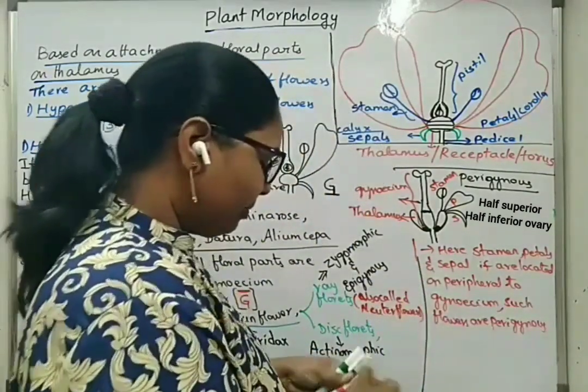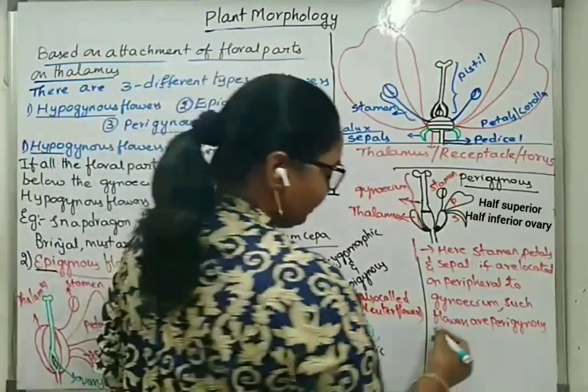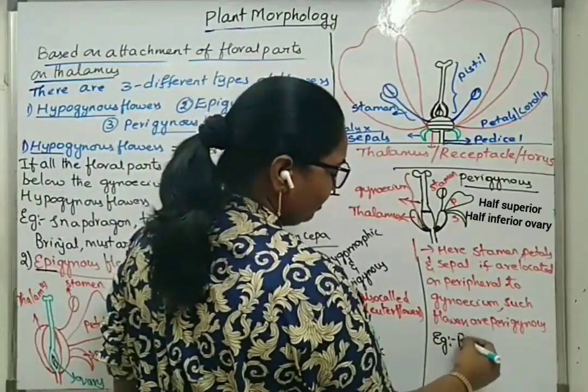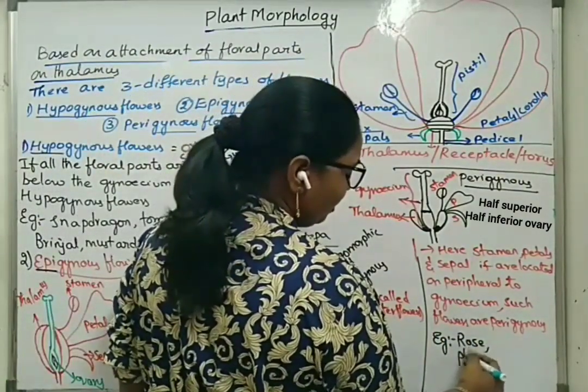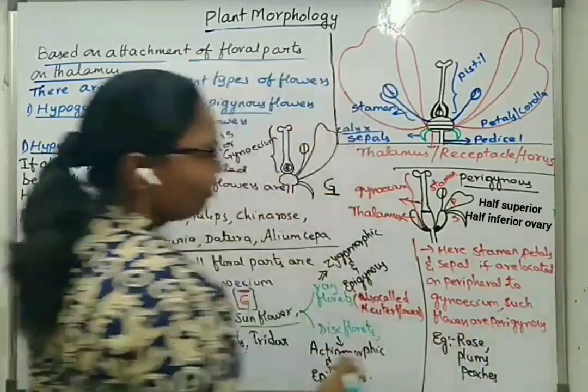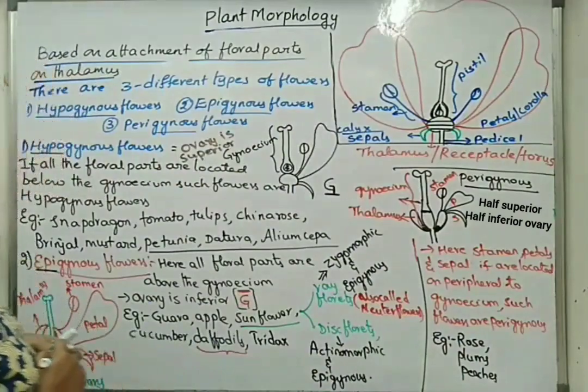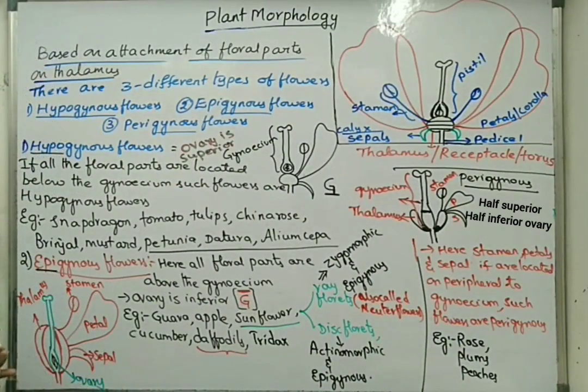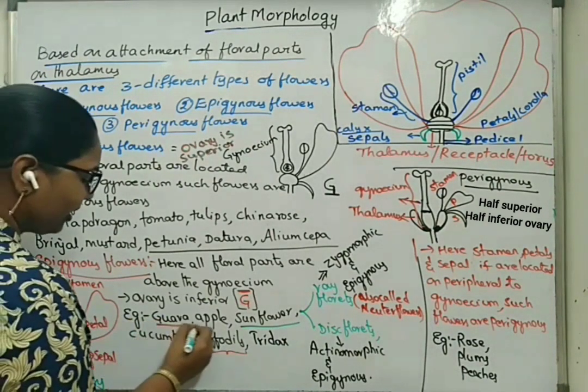Examples are very easy to remember: roses and plums. So, example: rose, plums, peaches. These are actually previous year MCQs also. All these examples are very much important to remember.